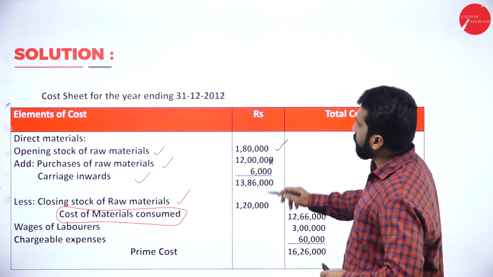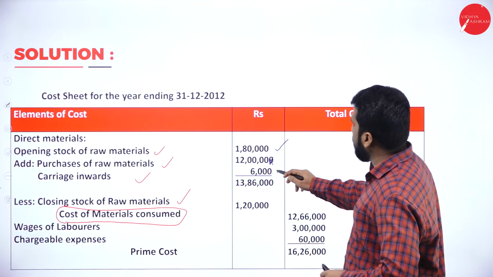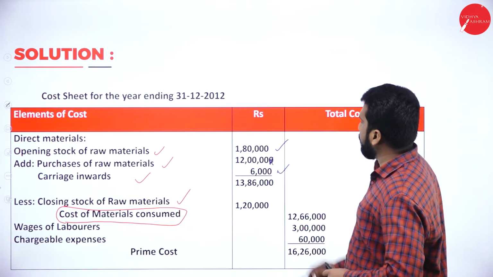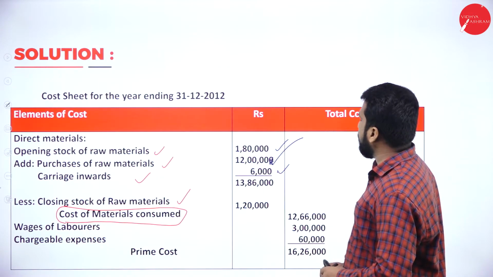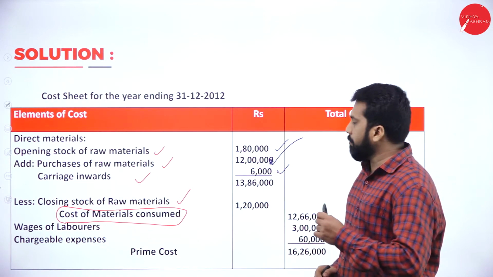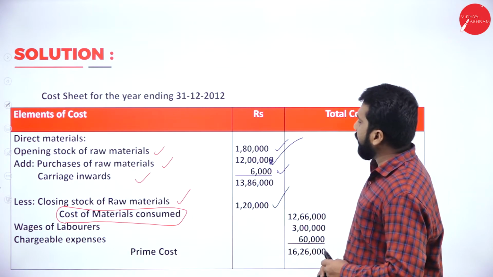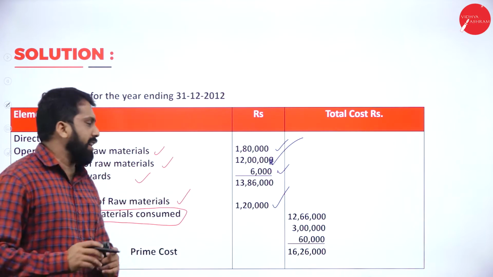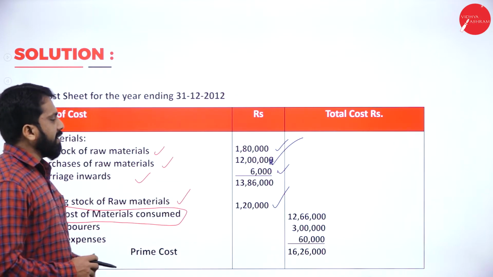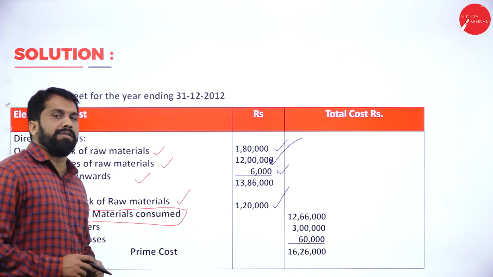So, how much is your carriage inward? This will be 6,000. Then, this is your purchases, sorry. Then, it will be how much? 13,86,000 minus your closing stock 1,20,000. What is your answer? Cost of material consumed. It will be 12,26,000.